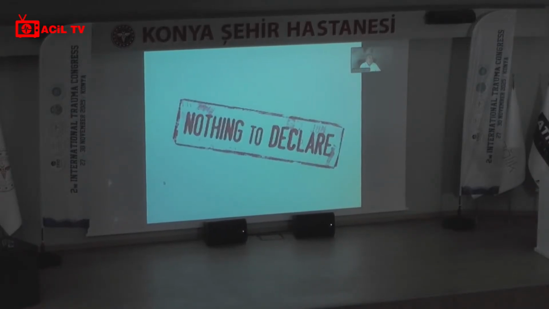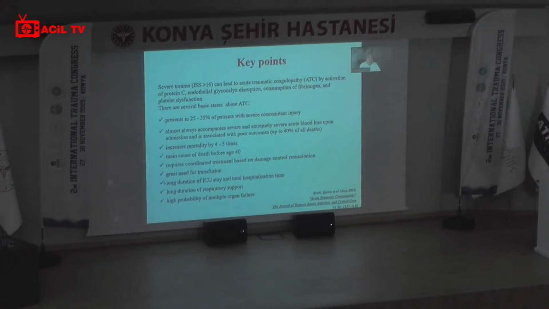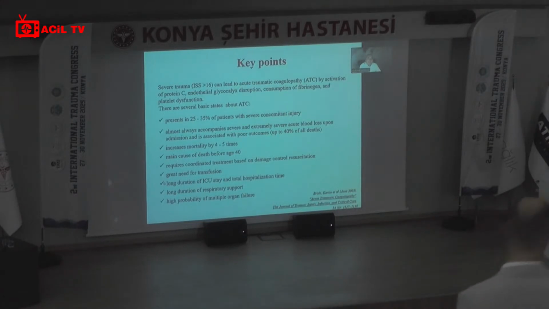Okay, yes, it works. So, as you know, severe trauma with an ISS of over 16 can lead to acute traumatic coagulopathy by activation of protein C, endothelial glycocalyx disruption, consumption of fibrinogen, and platelet dysfunction. These are several basic stats about trauma-induced coagulopathy: it is present in almost 1/3 of patients with severe concomitant injury and almost always accompanies severe and extremely severe acute blood loss upon admission. It is associated with very poor outcomes, up to 14% of all deaths, and mortality increased even 5 times.